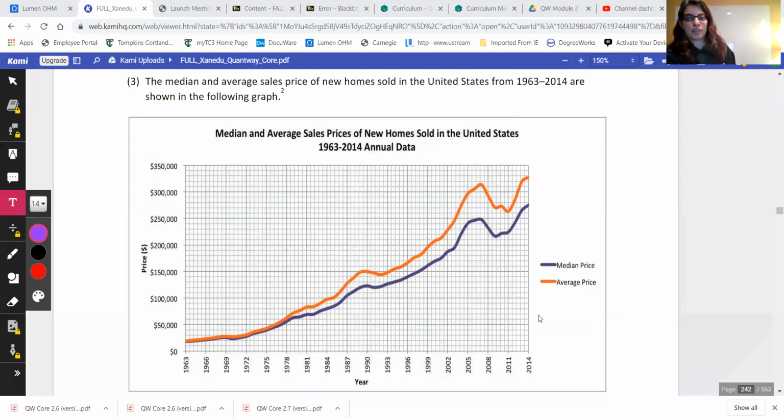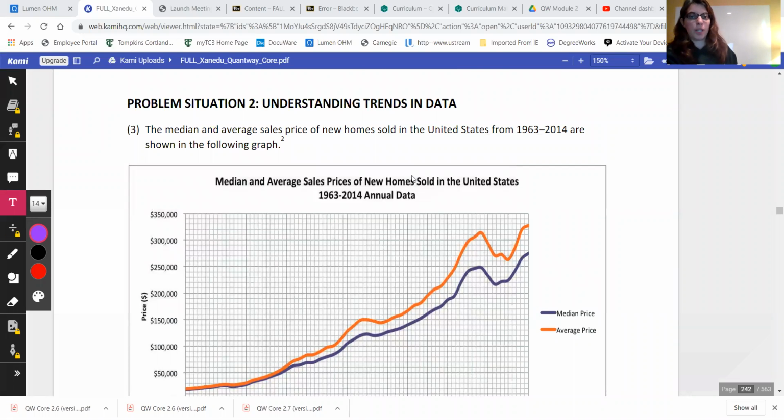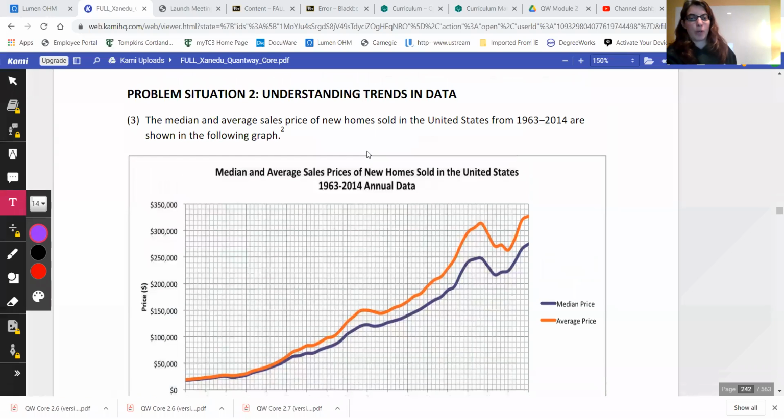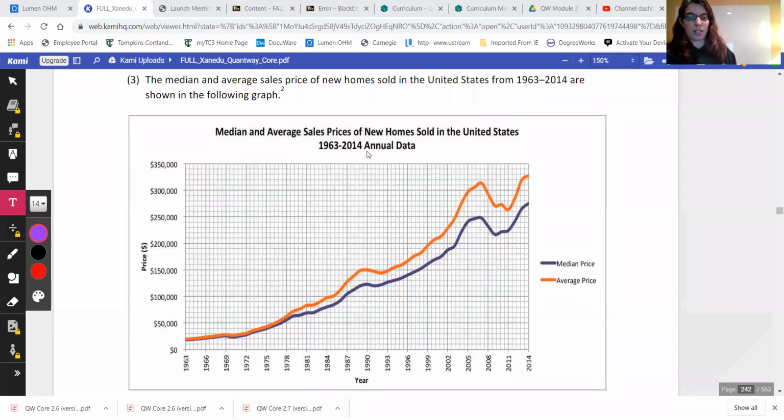All right, so we have this problem situation number 2 here, understanding trends in the data. And we have this graph. As always, we want to kind of acclimate ourselves to what is being shown on this graph. So we have median and average sales prices of new homes sold in the United States. This is annual data from 1963 to 2014. So for each year, they figured out the median sale price of new homes and the average sale price of new homes. And we can see that there are 2 lines here on the graph. The blue line is the median price and the orange line is the average price.